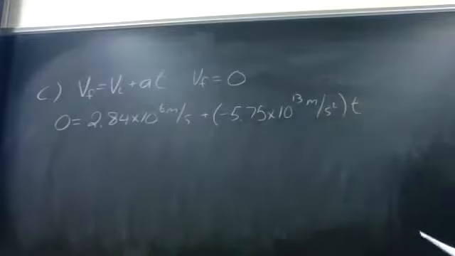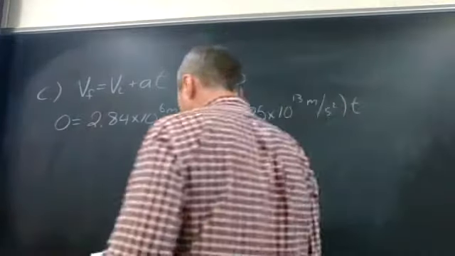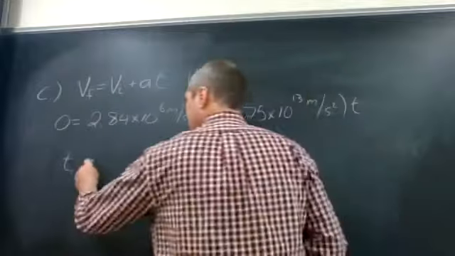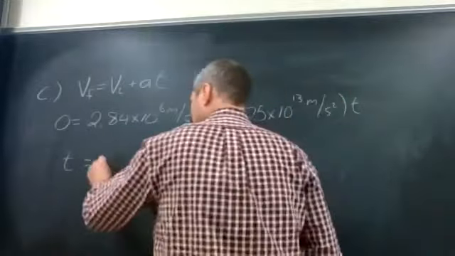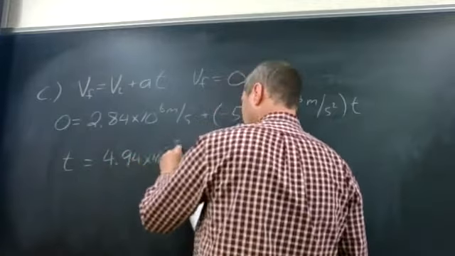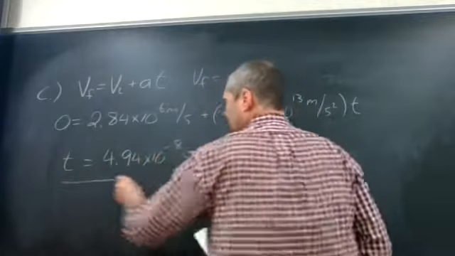And now we're going to solve for our time. Go through and do this arithmetic. And the time is 4.94 times 10 to the negative 8 seconds.